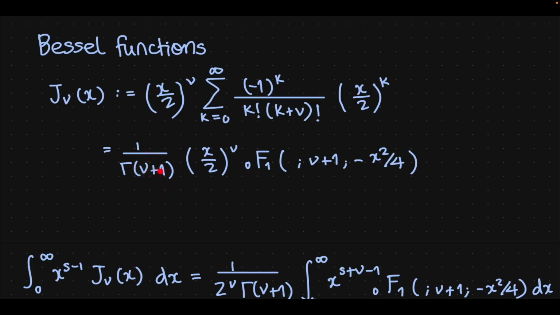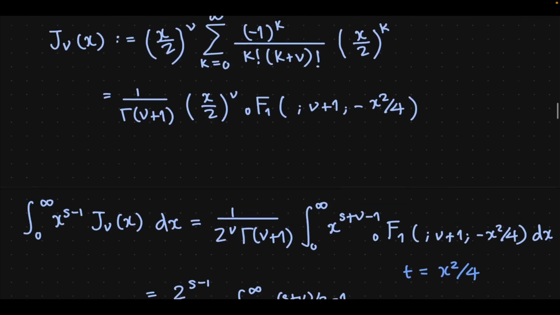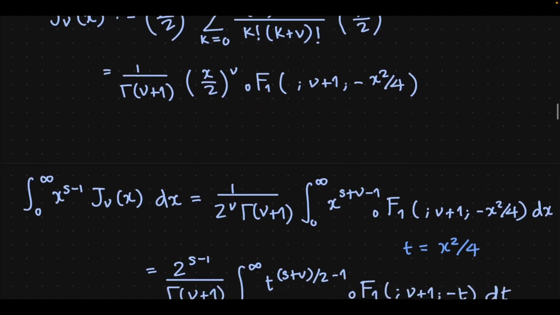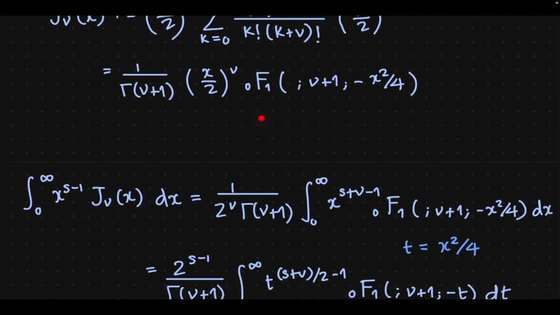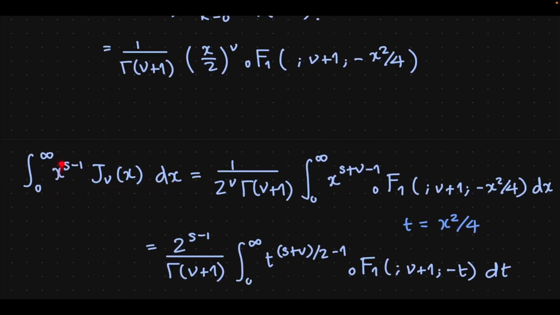1 over gamma of nu plus 1 x over 2 to the nu 0F1, and since there's a 0, there's no first argument here, we can leave that empty, nu plus 1 minus x squared over 4. Okay, so that's simple. Since we've written it in terms of the hypergeometric function, we can just use the formula that we derived for applying RMT on hypergeometric functions. We get integral 0 to infinity x to the s minus 1 J nu of x dx is 1 over 2 to the nu gamma of nu plus 1 integral 0 to infinity x to the s plus nu minus 1 0F1 nu plus 1 minus x squared over 4 dx.